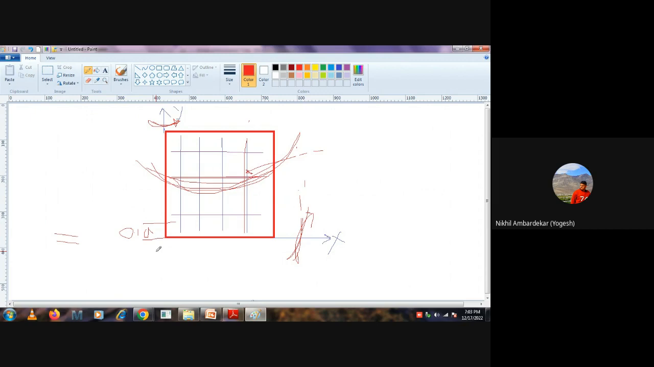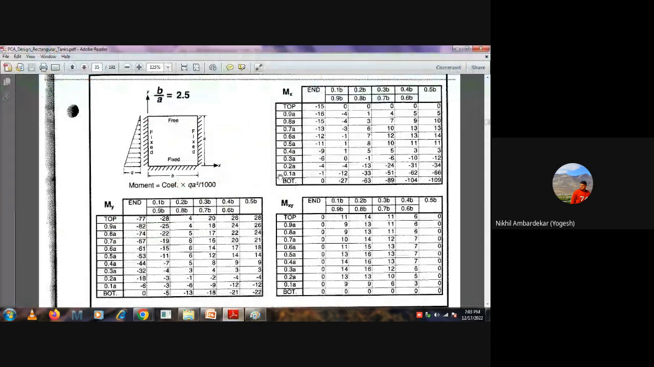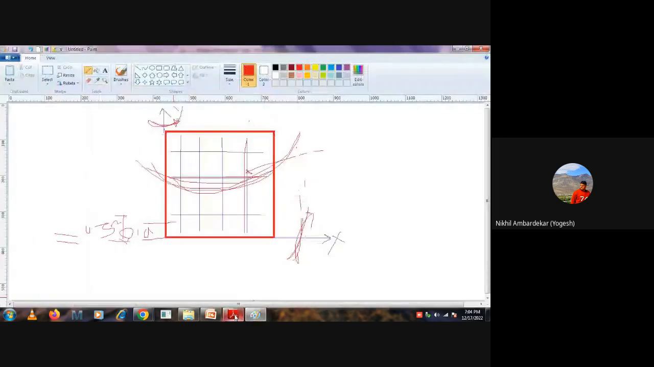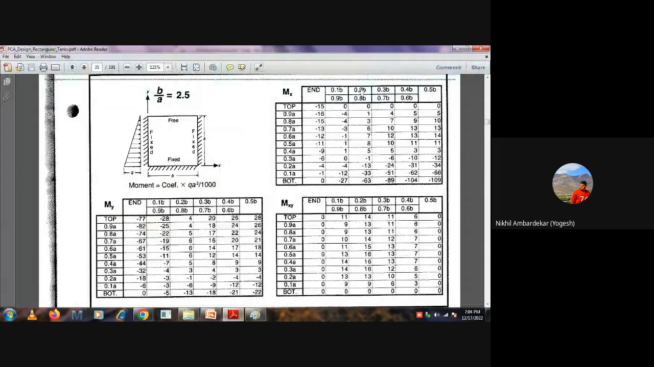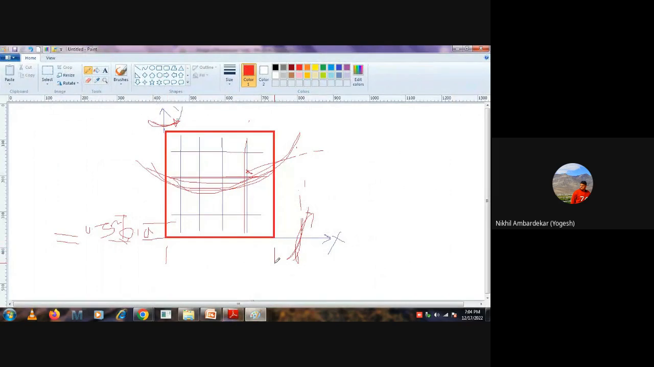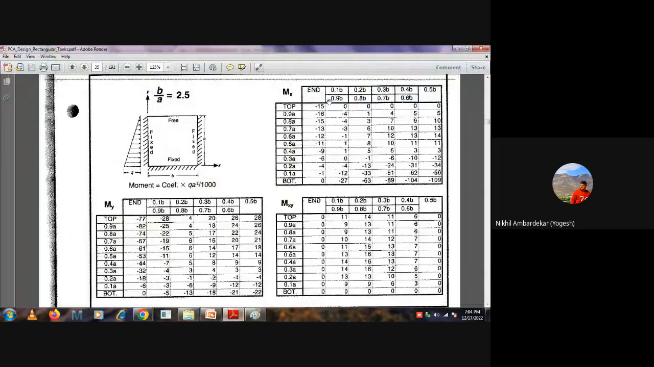So 0.5 meter. Suppose someone wants to find the moment at 0.5 meter. That is a point A. So you can just refer to this row only, and this is now only one location, along the height. Again, there is another row at the top of this table, end, and 0.5b. End means this end and this end. And now if you go 0.1b, 0.2b, 0.3b, 0.5b, 4b, 5b, like this, same thing.